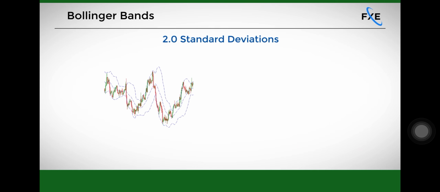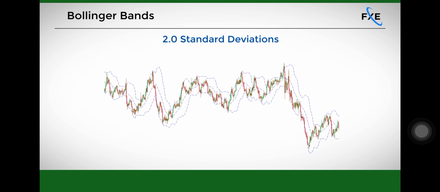The chart that we can now see on the screen has the most popular 2 standard deviations set on the Bollinger Bands indicator. As you can see in the example on the chart, nearly all the price action is contained within the bands, and when price does occasionally break through, the retracements back inside are quick and sharp.